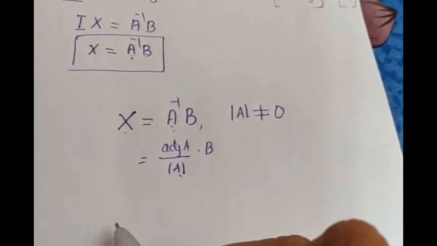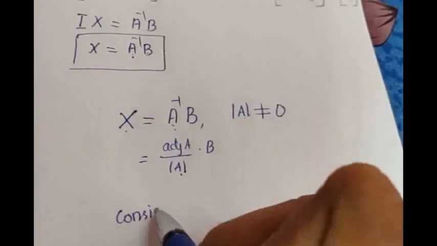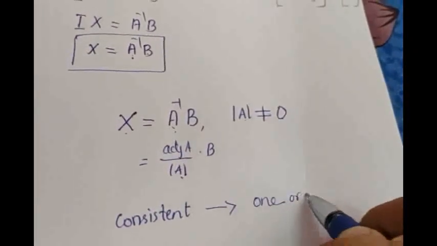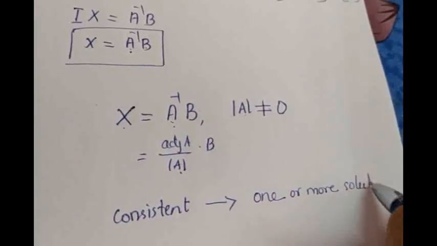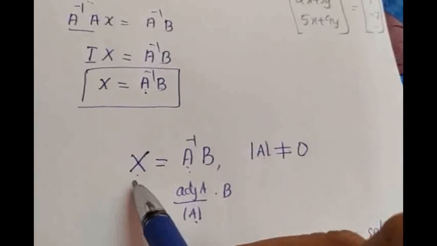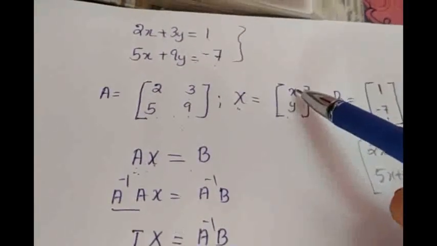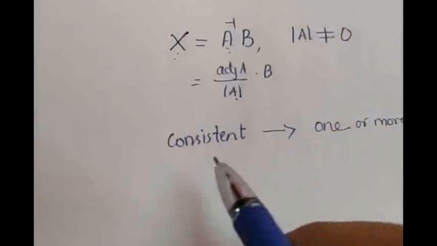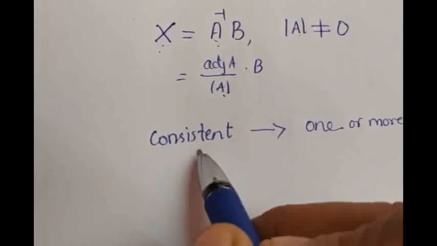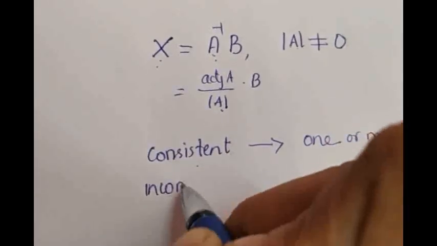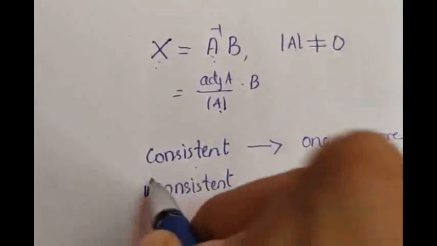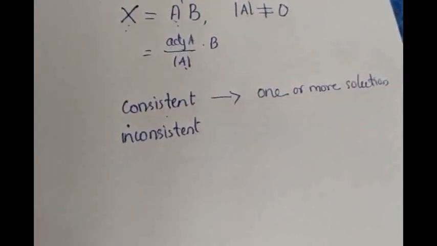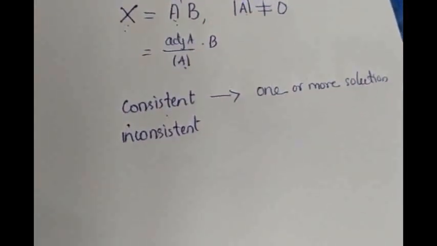A system of equations is said to be consistent if it has one or more solutions. That means X is actually the values of the variables x and y. If x and y have values, then the system of equations is said to be consistent. Otherwise, if it has no solution, the system is said to be inconsistent. So a consistent system means the system has one or more solutions, and an inconsistent system means it has no solution.